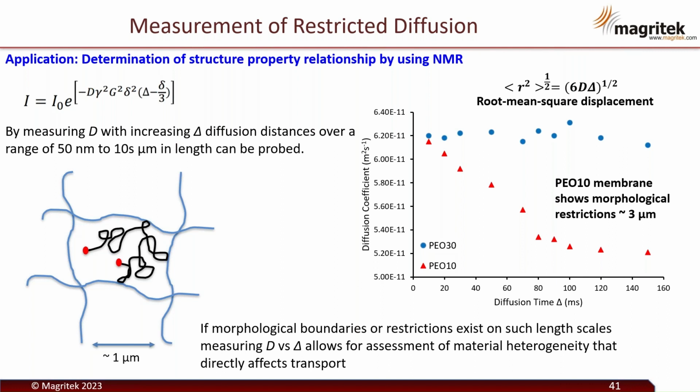What we see is the PEO 30 has much larger pores, and in turn, the diffusion coefficient does not change as a function of the diffusion time. But for PEO 10, the pores are much smaller, so as we probe the diffusion coefficient as a function of the diffusion time, we see a decrease in that diffusion coefficient. That decrease, once it starts occurring, can be tracked back with the root mean squared displacement equation to determine the length scale of when those boundaries occur. Here the boundaries start to occur at around 3 microns for this PEO membrane.